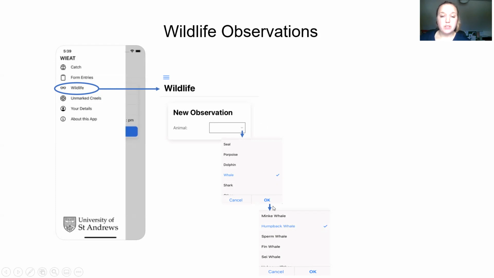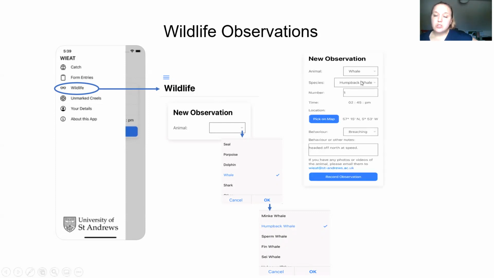For each of these drop-down menus, there is an other or unknown option. So if you're not quite sure what you've seen, that's absolutely fine. Or if you've seen something, for example a sunfish or a type of whale that's not listed here, there's a free text box that will appear that you can type that information into. You'll then be asked to log the number of animals that you saw, and the time and location that you saw them. Again, you can do this retrospectively if it's something that you've seen the previous day or earlier in that week, for example.